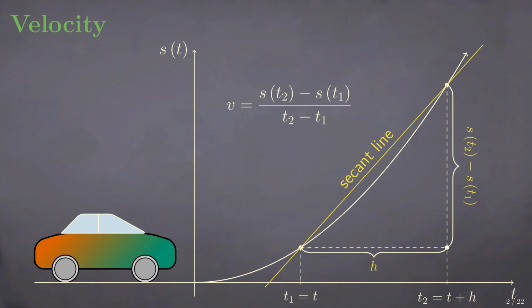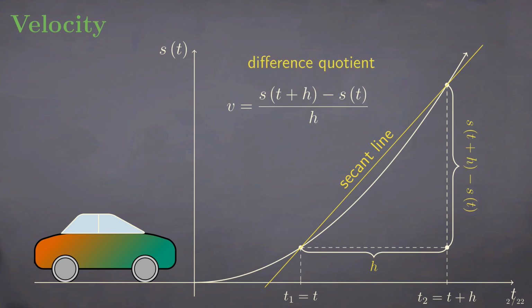In this formula, we only care about the difference of the distance function based on the difference of time. So instead of writing t2 and t1, we just denote t2 minus t1 by h, which means the difference in time, and then the quotient becomes (s(t+h) minus s(t)) over h. This reminds us of the difference quotient of the function s.